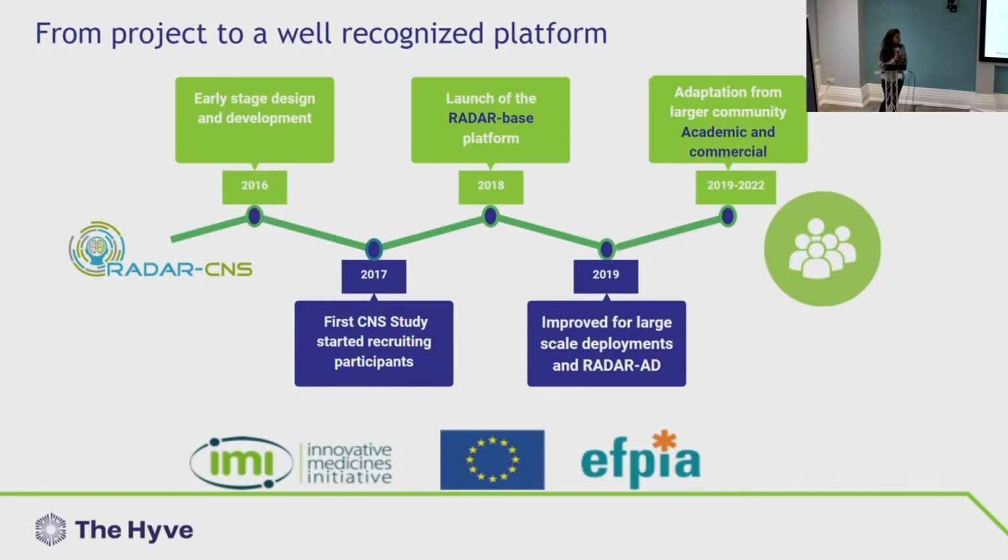And in 2019, RADAR-AD, which we consider a sister project, where lots of the efforts that we had put into RADAR-CNS were reused, and we were again applying RADAR-base for Alzheimer's disease. And in this project, we further developed RADAR-base and really improved its maturity, applied it for Alzheimer's, and made it a scalable solution. And since the beginning, already from 2017 onwards, mostly from 2019 till now, the platform has been reused by a wider community who want to use a platform similar to RADAR-base, both in academic but also in commercial settings.